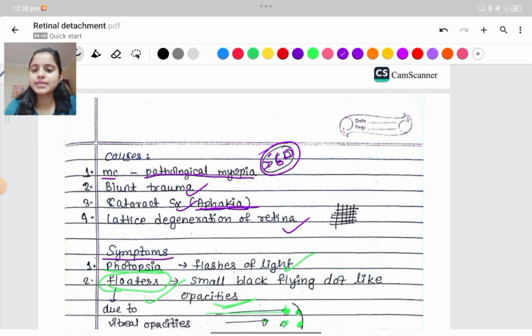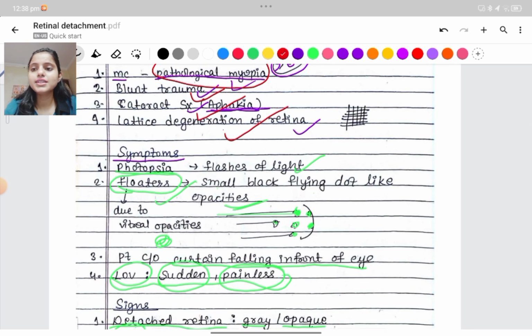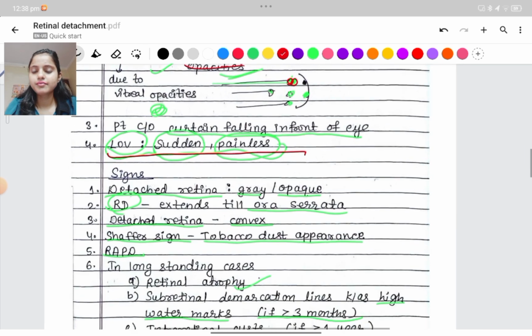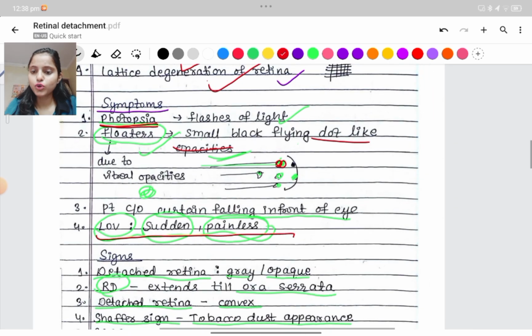Causes of the retinal detachment can be pathological myopia, blunt trauma, after cataract surgery, and lattice degeneration of the retina. And the symptoms can be seen. Symptoms in rhegmatogenous retinal detachment are photopsia, which is flashes of light, and due to opacities, there will be floaters, small black flying dot-like opacities. Patient complains of a curtain falling in front of the eye. There will be sudden painless loss of vision. Floaters, photopsia, curtain falling in front of the eye, sudden painless loss of vision.